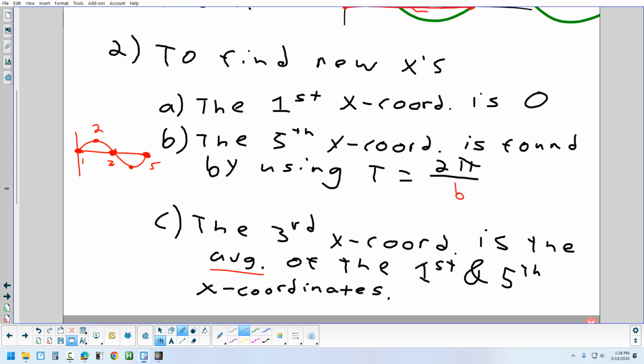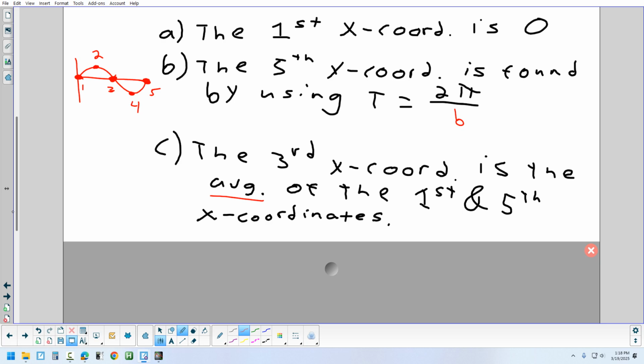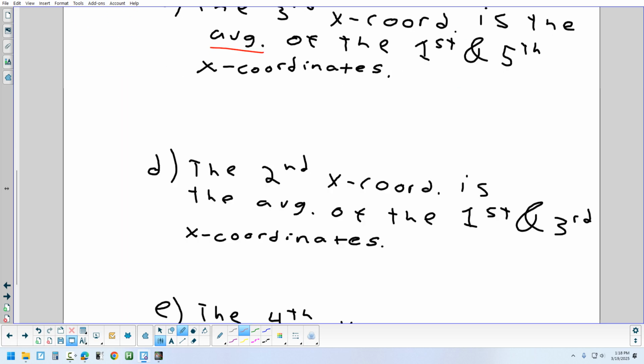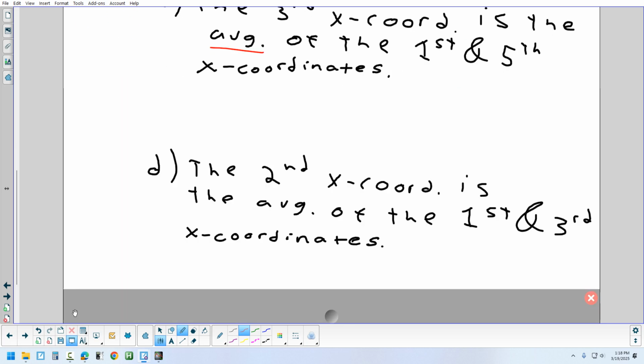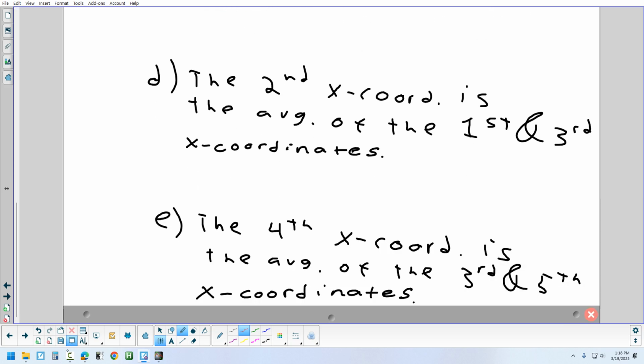And how do you think you're going to get the fourth one? Average the same thing. Average what? Average of the 5th and the third one. Yep. So there's the second one. That's the average of the first and the third. And the fourth one is the average of the third and the fifth.